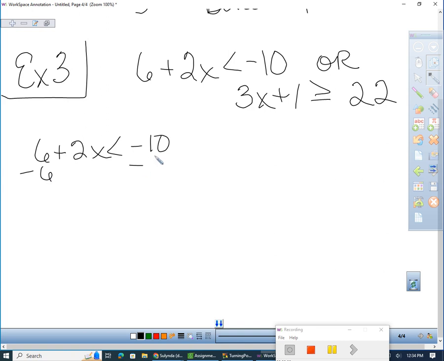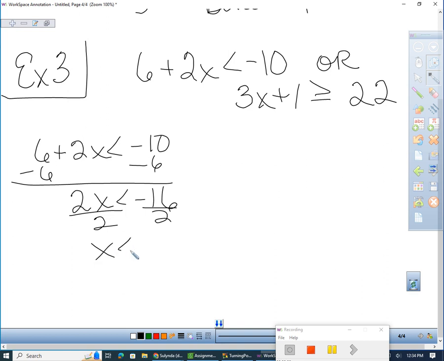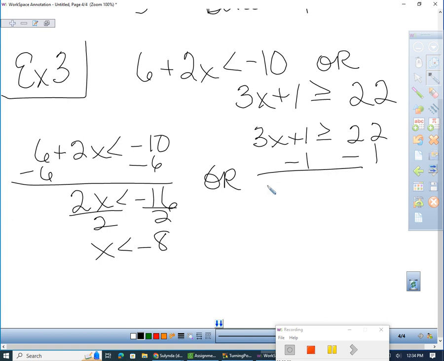All right. So this first one, I have 6 plus 2x is less than negative 10. First I subtract 6 from the other side. So I have 2x is less than negative 16. Divide both sides by 2. And I get x is less than negative 8. Or, over here, I have 3x plus 1 is greater than or equal to 22. Subtract 1 from the other side, and I have 3x is greater than or equal to 21. Divide both sides by 3, and x is greater than or equal to 7.